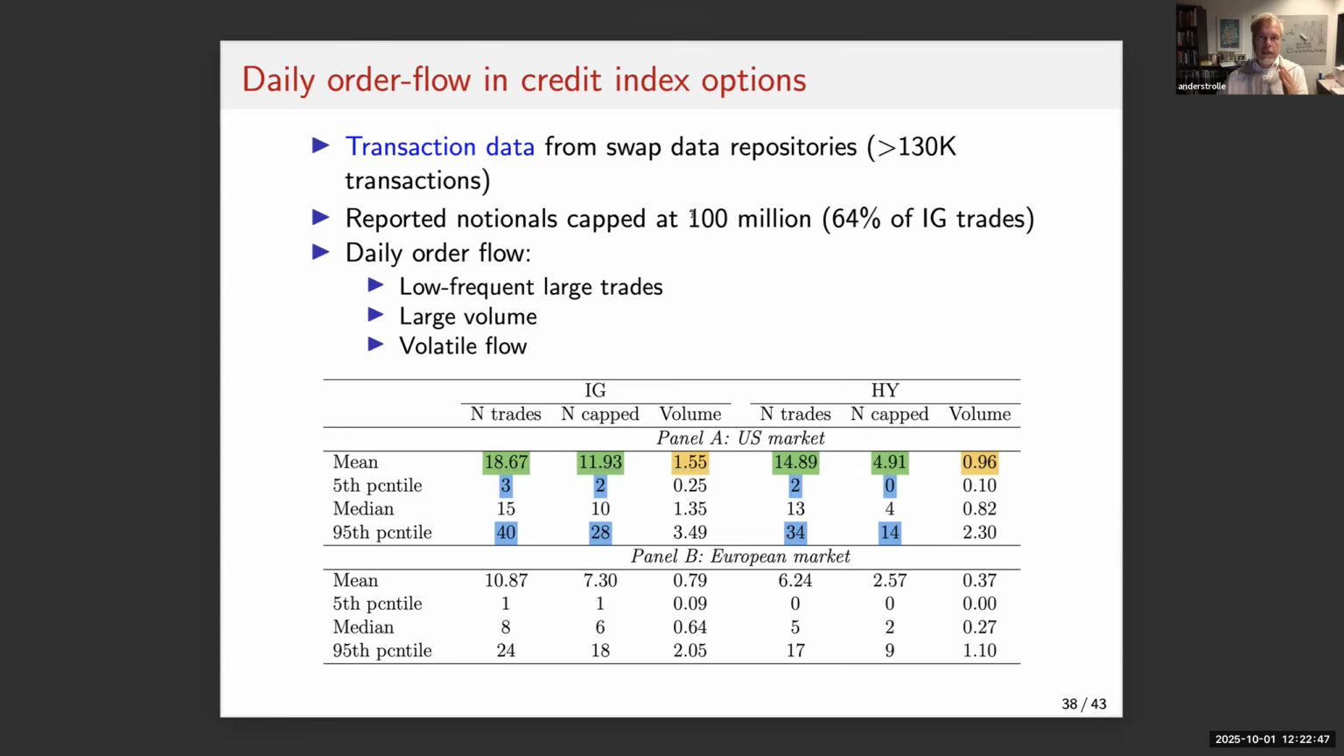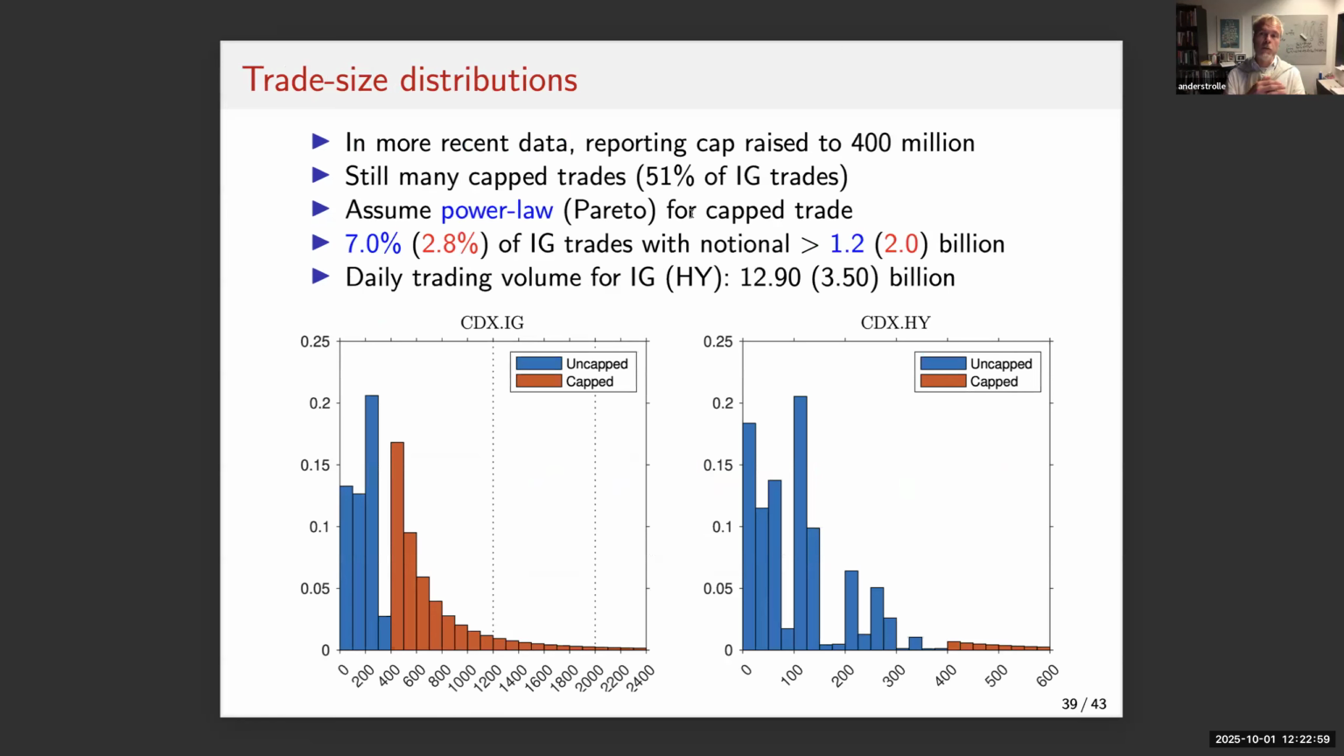In our sample, the size of the trades are capped at 100 million. But more recently, this cap was raised to 400 million. That occurred in October of last year. So that gives us more visibility into the size of these trades. But even after the cap was raised to 400 million, it's still the case that most IG trades are actually capped. We have some additional information from the CFTC that allows us to fit a power law for the cap trades, so I won't have time to explain exactly how we do it. And so we can infer a trade size distribution, including what it looks like for the cap trades.